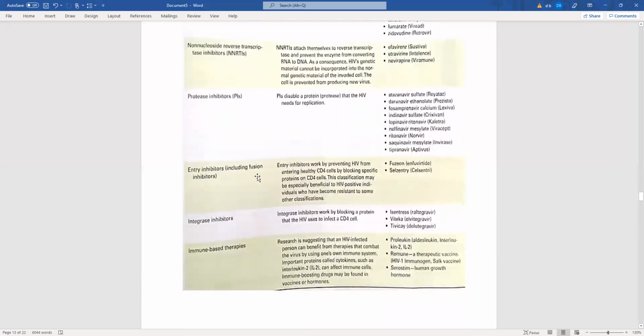Entry inhibitors, including fusion inhibitors. What entry inhibitors do is work by preventing the HIV from entering.